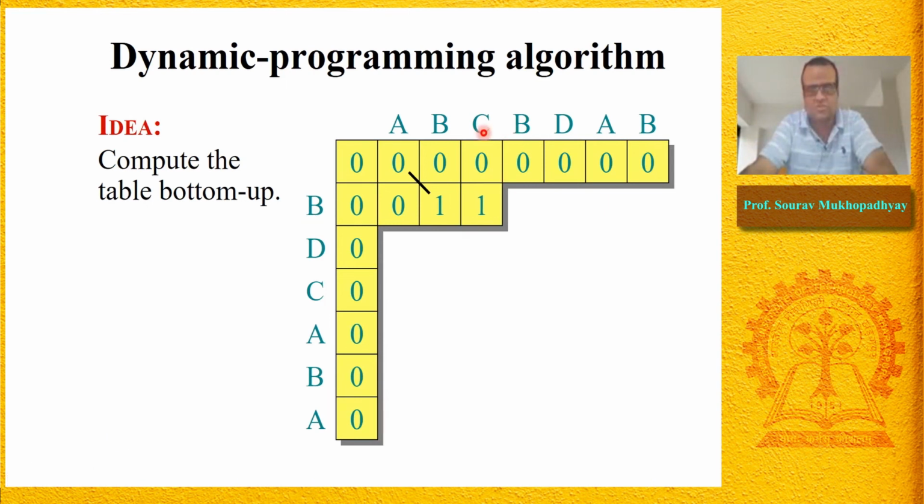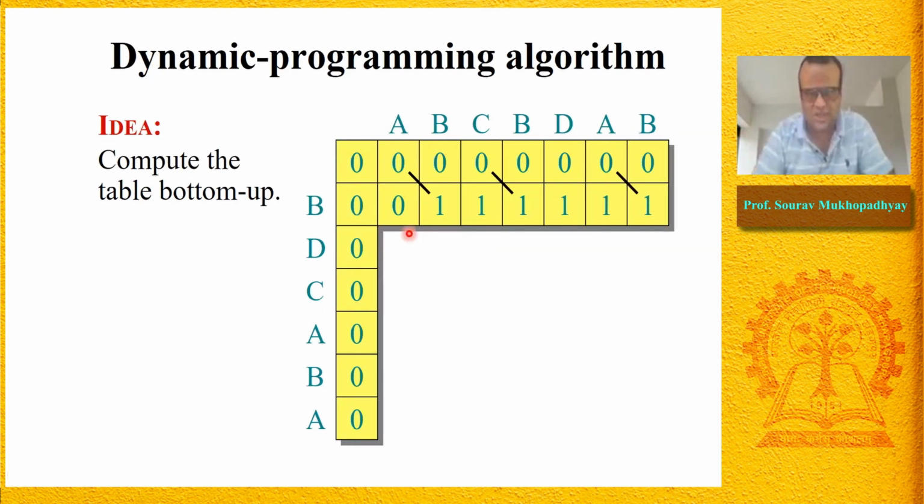Similarly, these two are same. So this Cij will be Ci minus 1 comma j minus 1 plus 1. It will be 0 plus 1, 1. So that is 1. So similarly, we proceed to the first row. We get the fill of the first row. Now start with the second row here.